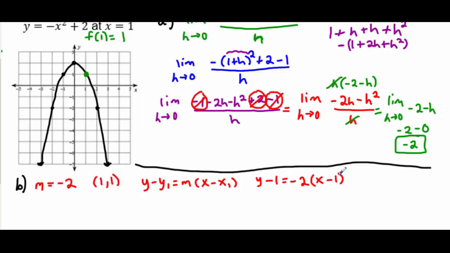We could solve this for y if we wanted to. We just don't need to, because I can actually graph from point slope just as easily as I can from slope intercept if I know what I'm doing. I know a point 1, 1 right here, and I know that I want to go down 2 and right 1 because of my slope. So here is my tangent line.